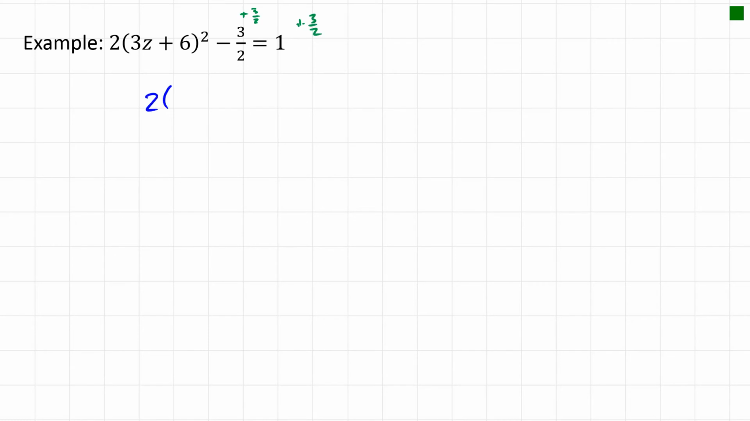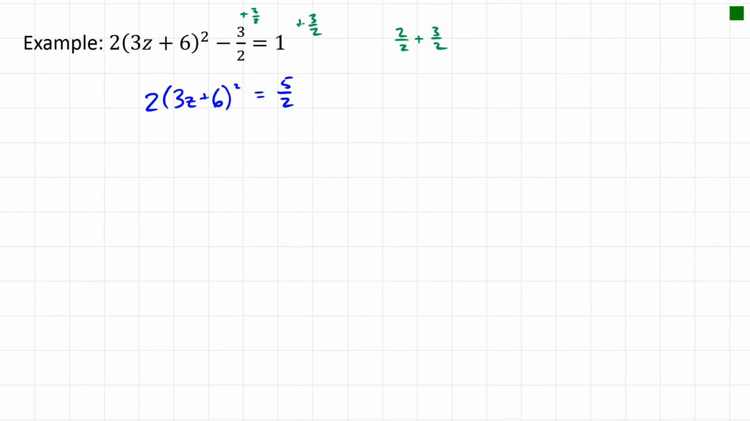So we have 2(3z + 6)^2 = 1 + 3/2. So 1 plus 3 over 2, 1 we'd write as 2 over 2, and then we add 3 over 2. So 2 over 2 plus 3 over 2 would be 5 over 2. So that's what's on the right-hand side.